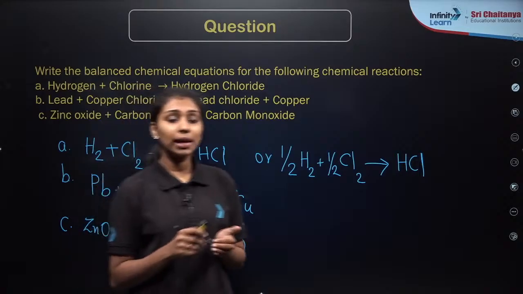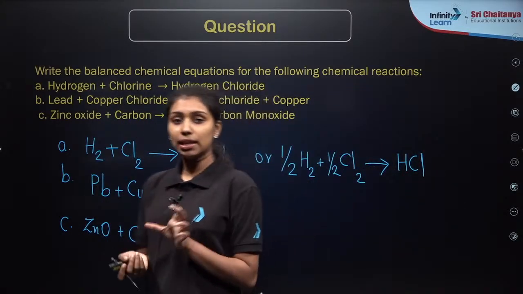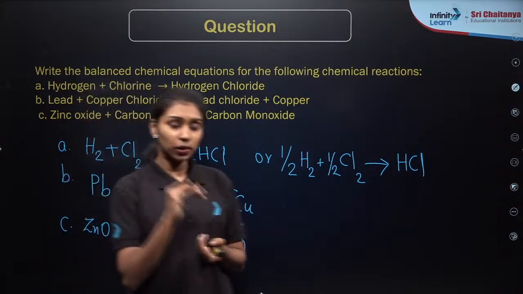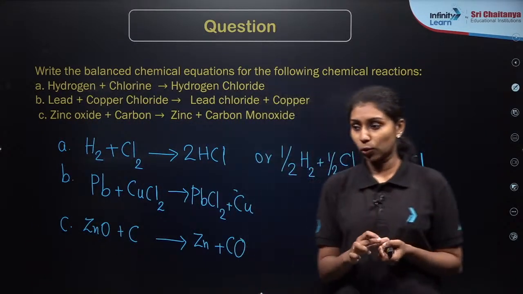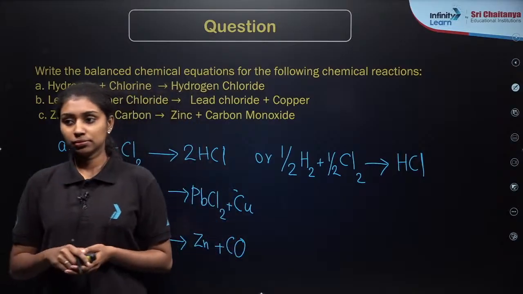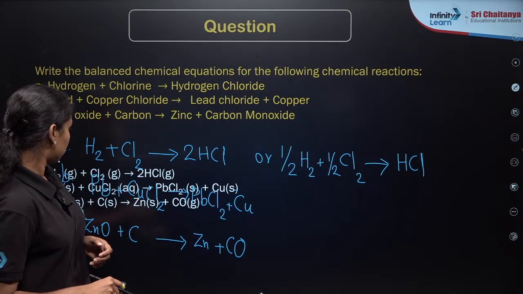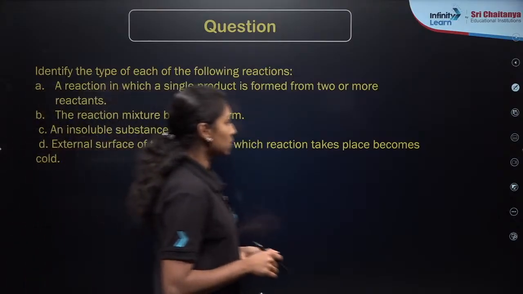So the balancing of chemical equations is very important in this particular chapter. You will be getting more questions. Mainly the questions will be asked in terms of words. You just need to convert the words into chemical equations. Then you need to balance the chemical equations. Here is the next question.